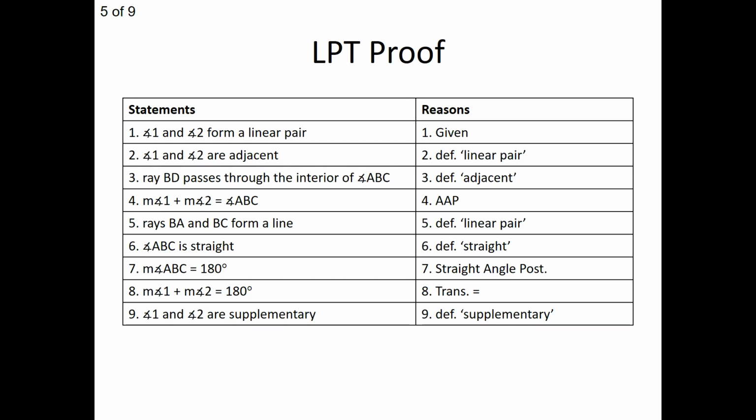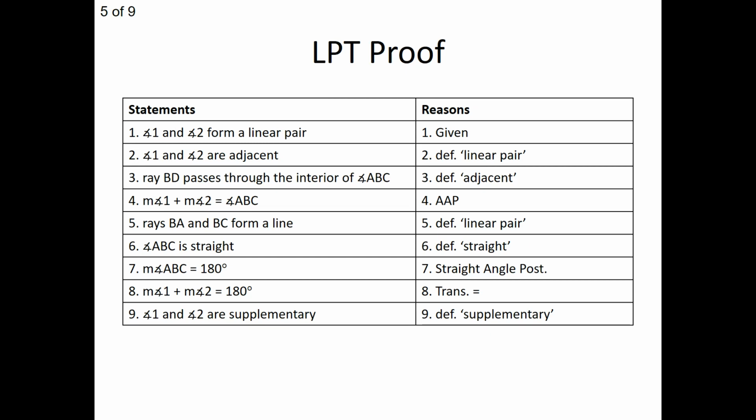Following through with a ray passing through the interior, we can then imply that the sum of the two subangles, or in other words, angle 1 and angle 2, will add to the whole angle, angle ABC, with the angle addition postulate. That's as far as I can take that first thought, knowing that because the two angles form a linear pair, they're adjacent. But there's another part to the definition of linear pair. It says that their non-common sides form a line.